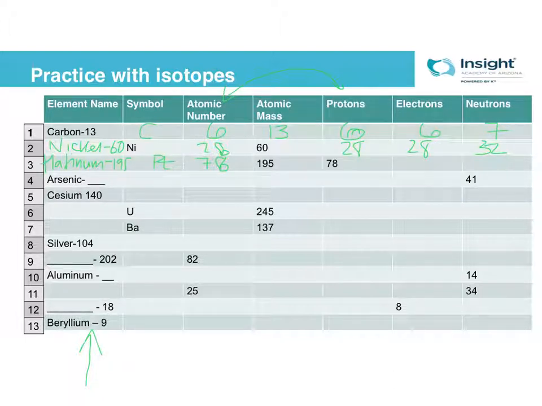Symbol for platinum is Pt. Actually, just to confirm, platinum's mass normally is 195, so that happened to be the most common one, but just be careful, that won't always necessarily be the case. My electrons are going to be 78, and my neutrons are going to be 195 minus 78, which is going to be 117.